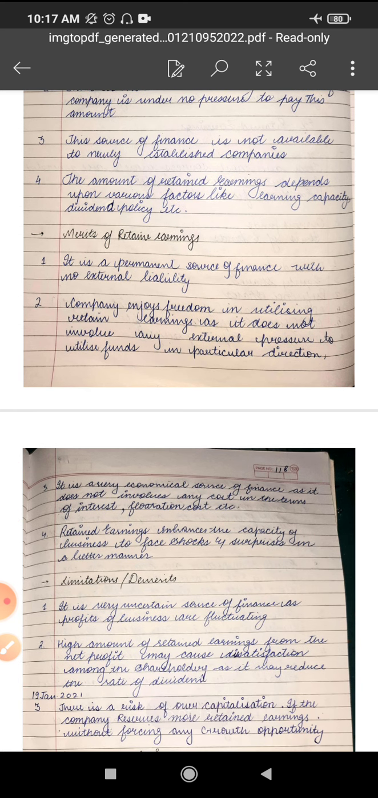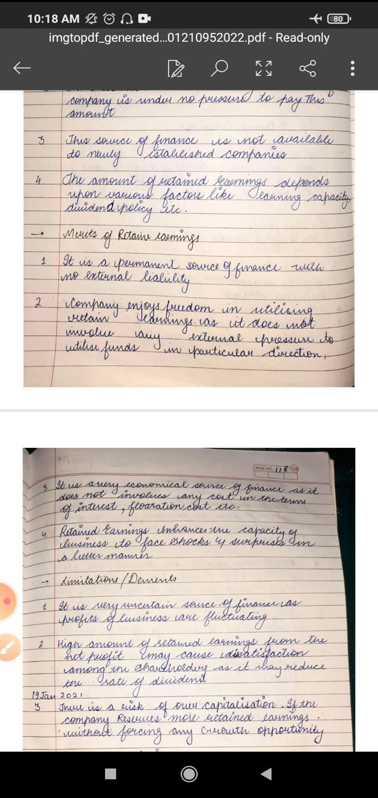Third one, it is a very economical source of finance, and it does not involve any cost in terms of interest or flotation cost. While raising the finance, we incur a cost which is known as flotation cost. The initial cost of raising the finance is known as flotation cost. For example, when we are raising the finance with the help of equity shares, we have to issue the prospectus, and obtain the permissions of SEBI and the stock exchange. At the same time, we have to conduct the annual general meeting of the shareholders. All this requires expenses. So flotation cost is not there for retained earnings. Moreover, no interest has to be paid. That is why it becomes quite an economical source of finance.